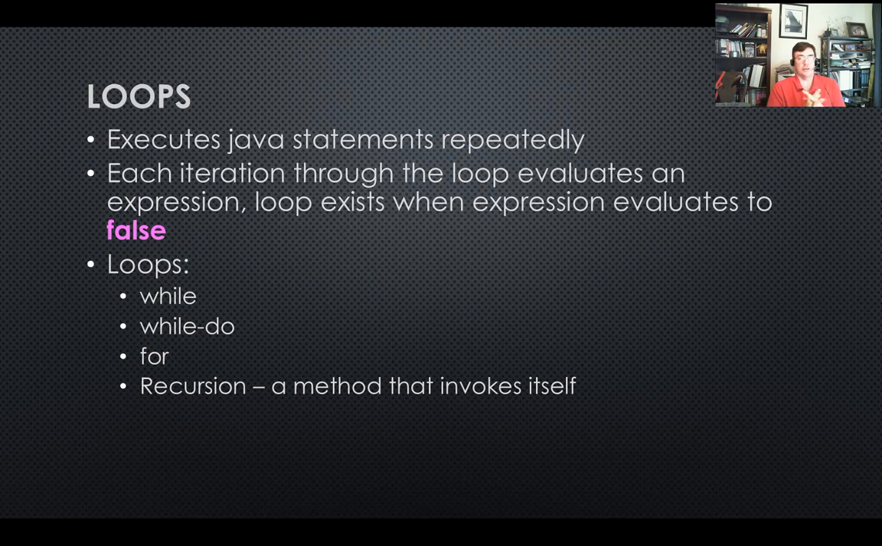So let's look at loops. Loops execute Java statements repeatedly. Each iteration through the loop evaluates an expression to decide whether or not we should stay in the loop or exit the loop. The loop exits when the expression evaluates to false. The loop continues through another iteration if the expression is equal to true. And there's a couple different kinds of loops. The most common two that you're going to see in your FRC programming are the for loop and the while loop. And we've already gone over the for loop in earlier modules.